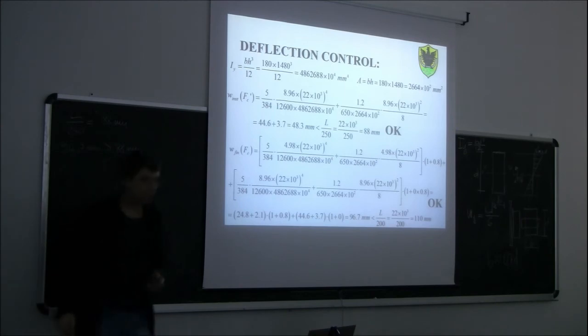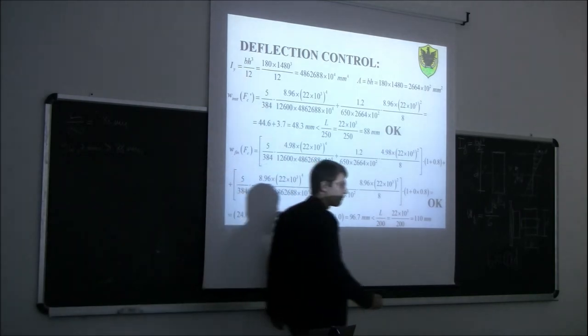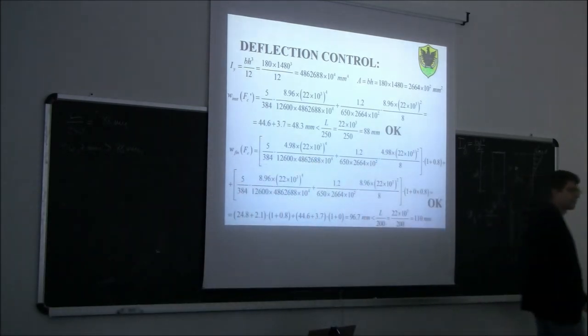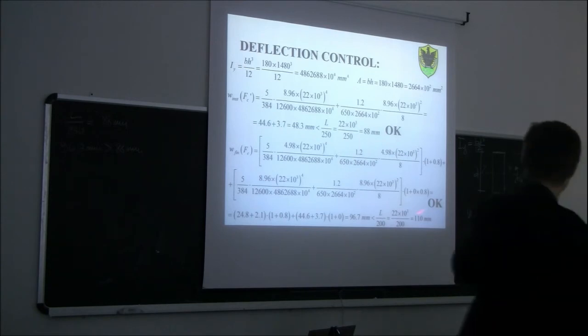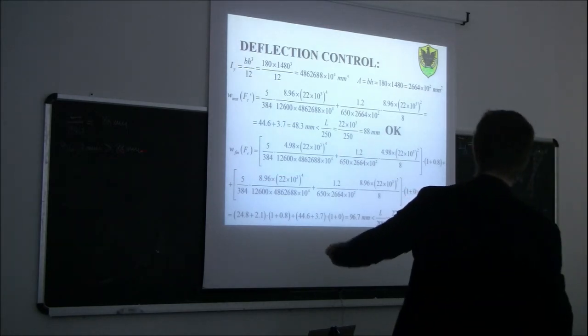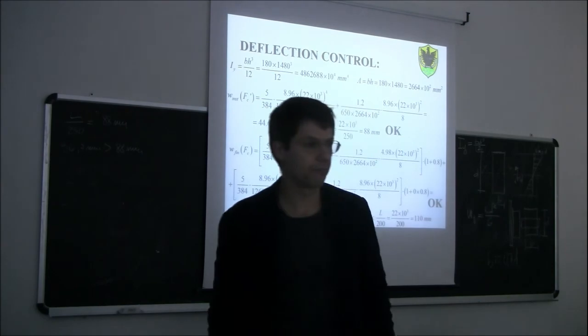Okay? What do we need to do now, to arrive at this stage? What would you do? If we were designing a beam, for example, a roof which was accessible, and the limit was 88 millimeters rather than 110, what would you do? Or suppose that it's your final exam, and you get to this point, and you get here 96.7, which is greater than 88 millimeters. What do you have to do now?